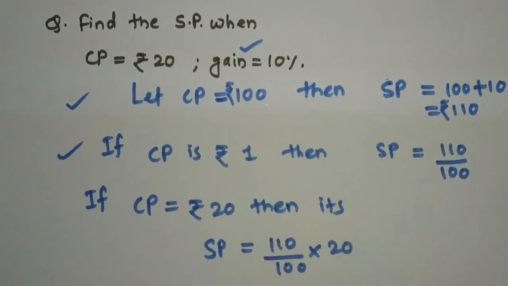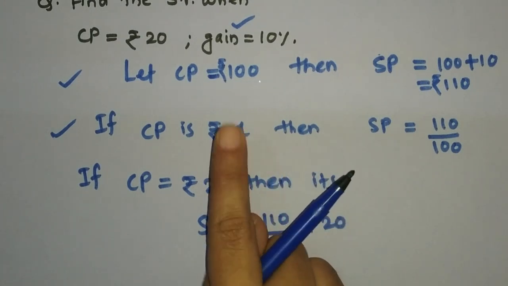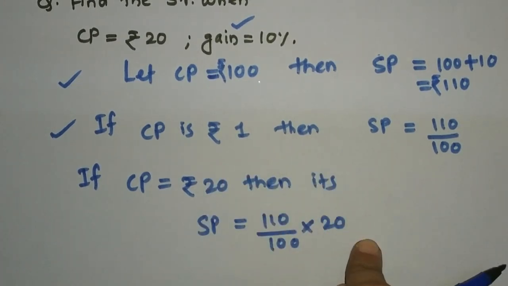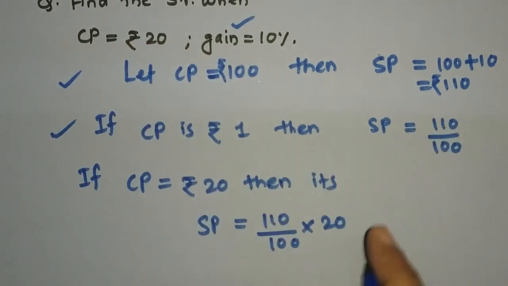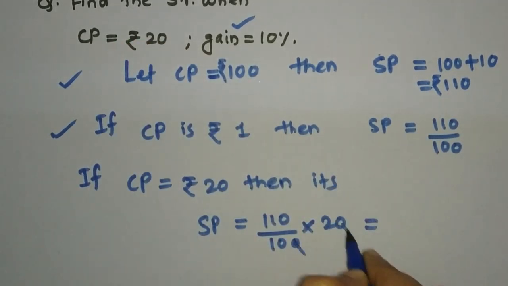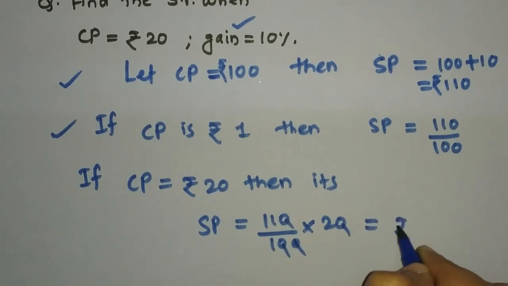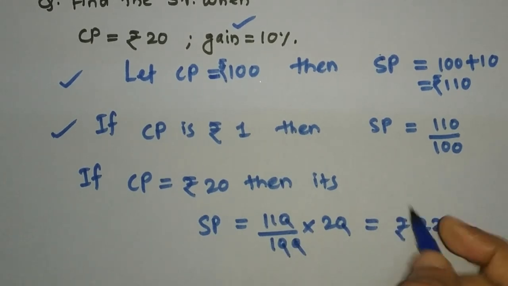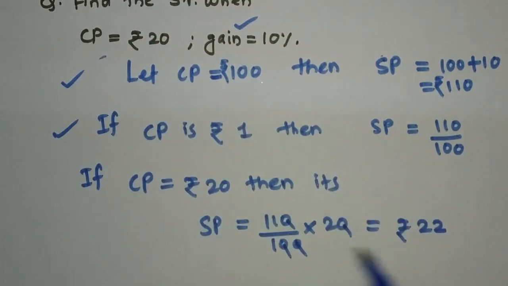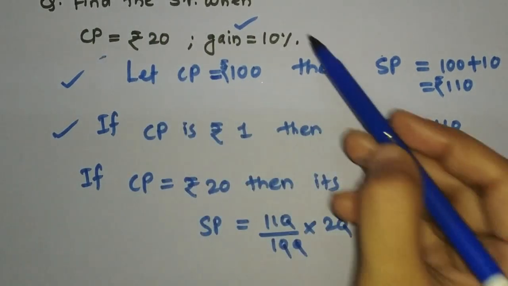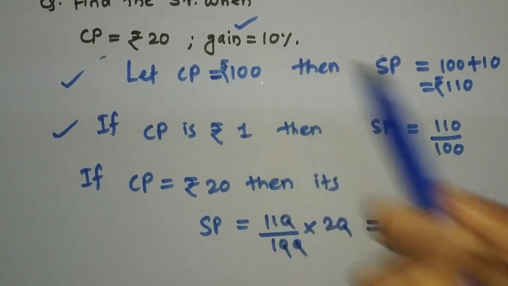It is a unitary method. First we are going to find for one quantity, then for the desired quantity. For 1 we have found this, and for the desired 20 we are finding this. So just simplify it. We'll get rupees 22. So if a cost price is 20, its selling price is going to be 22, and given that it's a profit of 10%.